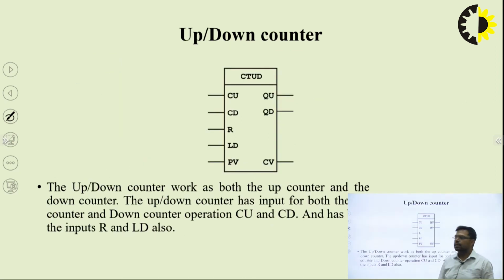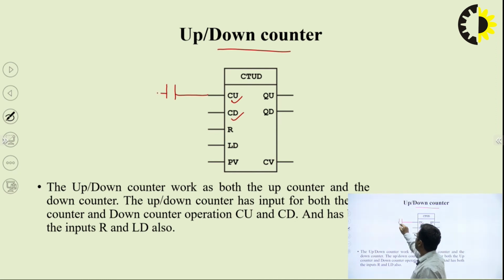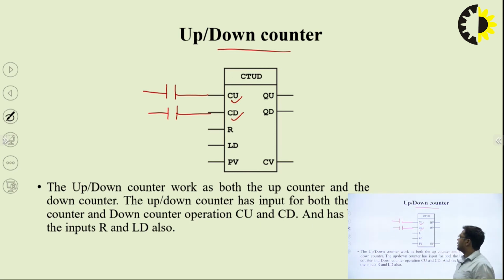Now the up-down counter. In the block of the up-down counter there is a CU block and a CD block. Two switches are used, one for the up counter and another for the down counter. There is a reset block, which is related to the up counter. The down counter block is related to the down counter. The load value is related to the down counter. PV is the preset value.